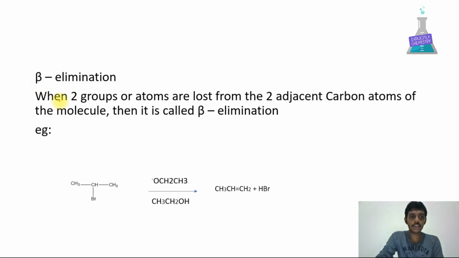Beta elimination: when two groups or atoms are lost from two adjacent carbon atoms of the molecule, then it is called beta elimination. This is a substrate. We are reacting with sodium ethoxide, which is a base. It abstracts the proton and the double bond is formed between two adjacent carbon atoms, resulting in the formation of a double bond.